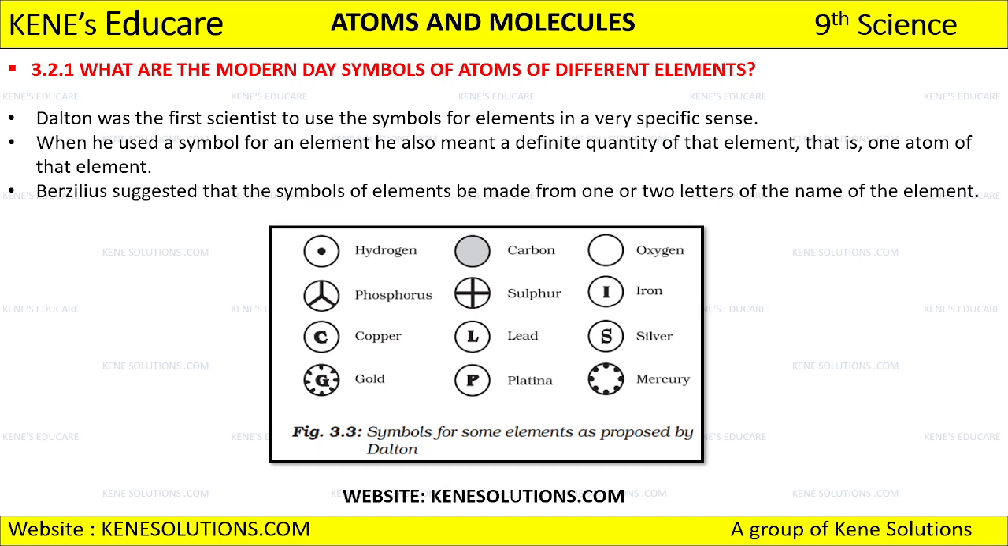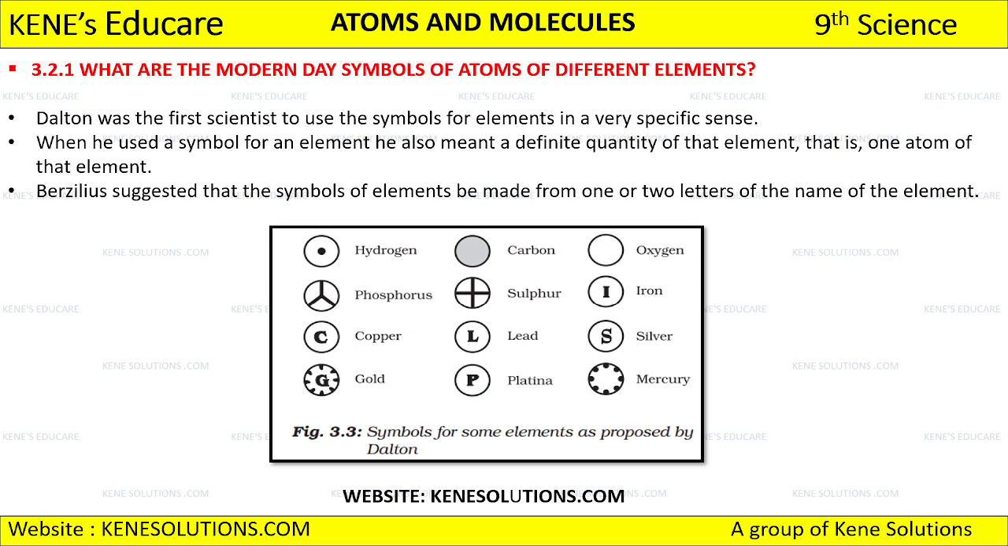Now we will be discussing the modern day symbols that we use for an atom of different elements. Dalton was the first scientist to use symbols for elements in a very specific sense, and when he used a symbol for an element, he also meant a definite quantity of that element, that is, one atom of that element. These are some of the symbols used by Dalton.